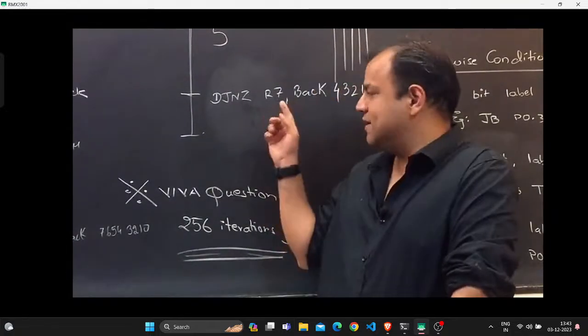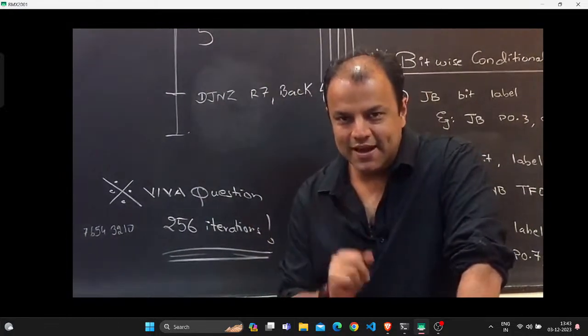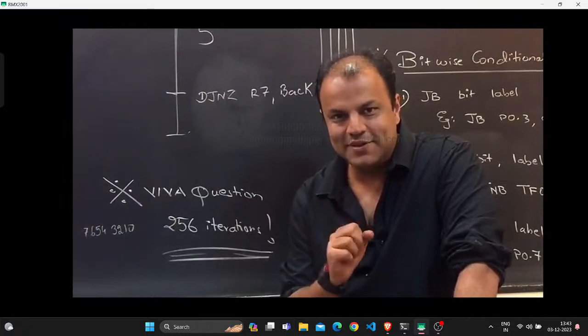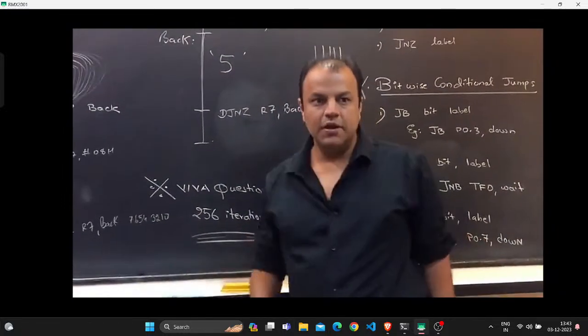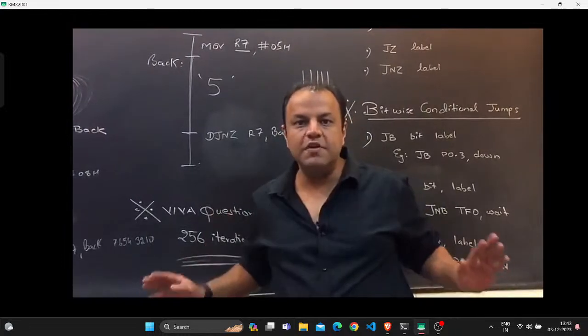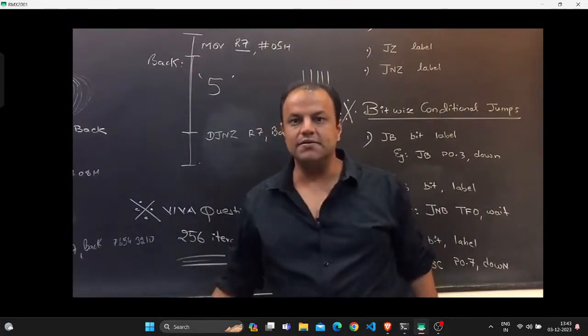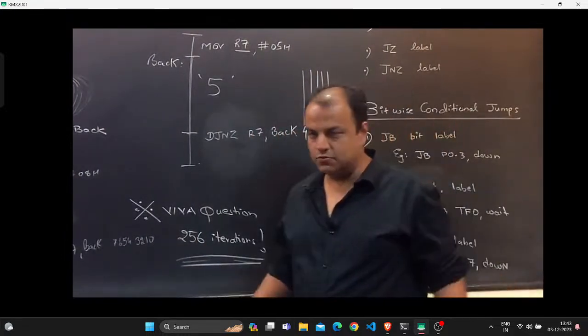I said, your register is an 8-bit register. An 8-bit register can have a max value of FF. FF is 255. So if I initialize R7 with the value FF, it can't be bigger than FF. If I initialize R7 with FF, I get only 255 iterations. I want 256 iterations.